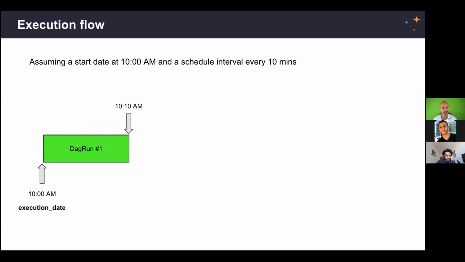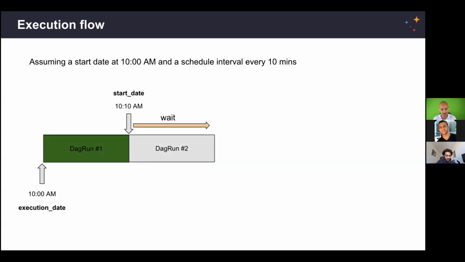This is a new concept to understand, the concept of execution date. For each DAG run, you have an execution date. And that execution date corresponds to the beginning of the period of time covered by your DAG. Right? Execution date. Now what happens next? Well, once your DAG run is completed, you have the second DAG run. And so in that case, again, Airflow will wait 10 minutes from 10:10 a.m. And then the second DAG run will get triggered at 10:20 a.m. And the execution date for the second DAG run will be equal to 10:10 a.m. All right? That's how it works.